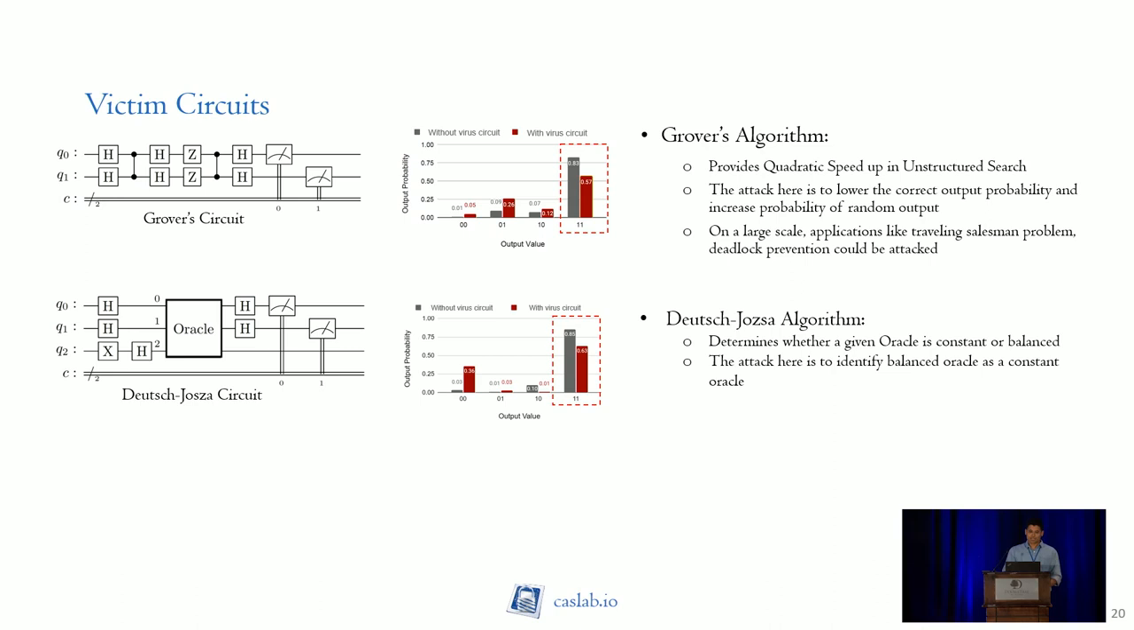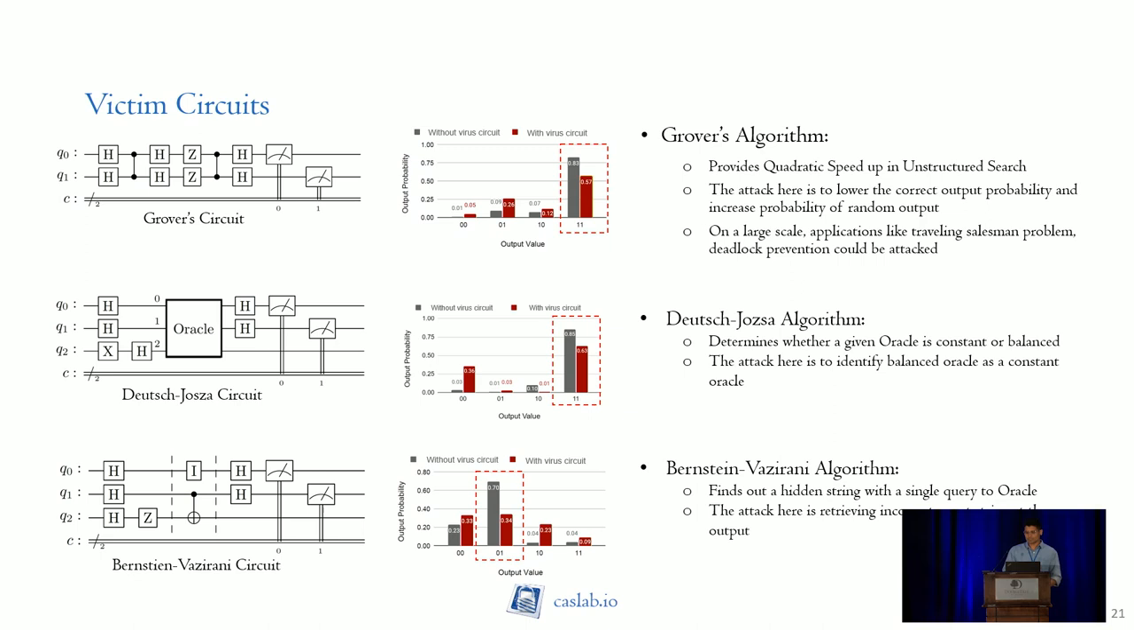The second victim circuit that we chose is the Deutsch-Jozsa algorithm, which determines if a given oracle is constant or balanced. The attack here is to identify a balanced oracle as a constant one. And the third is the Bernstein-Vazirani circuit, which finds a hidden string with a single query to the oracle. And the attack here is to retrieve an incorrect secret string at the output. And in all the cases with the preliminary experimentation, as we can see, we were able to reduce the correct output probability by some margin.